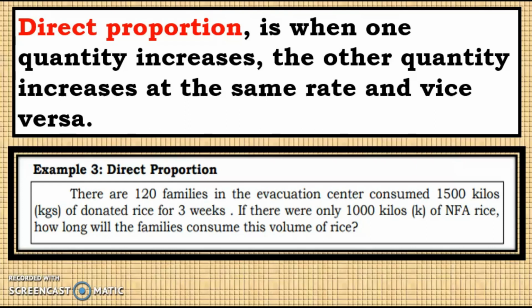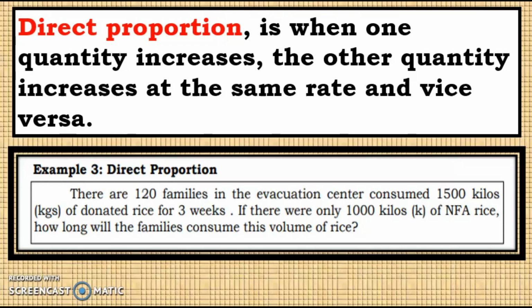Okay, for example, there are 120 families in the evacuation center who consumed 1,500 kilograms of donated rice for 3 weeks. If there were only 1,000 kilos of NFA rice, how long will the families consume this volume of rice? Okay, so let's analyze the problem.